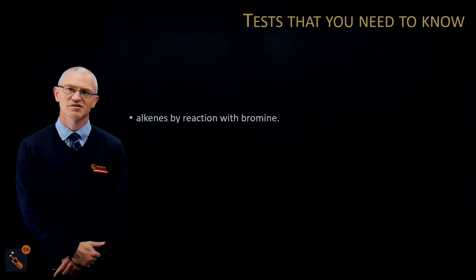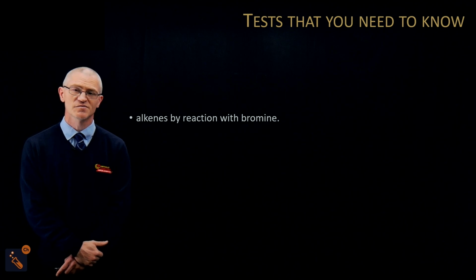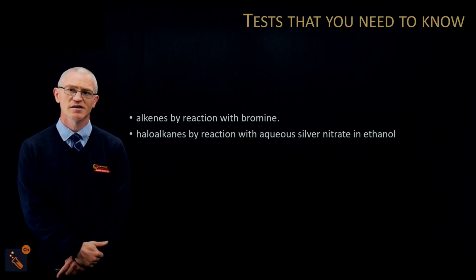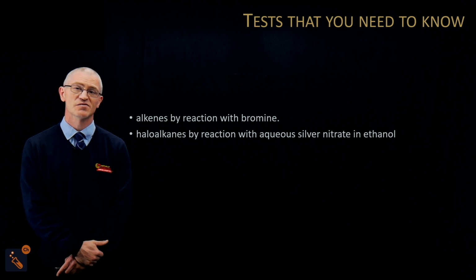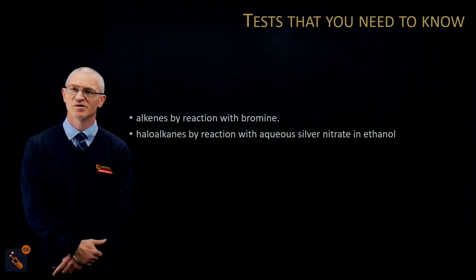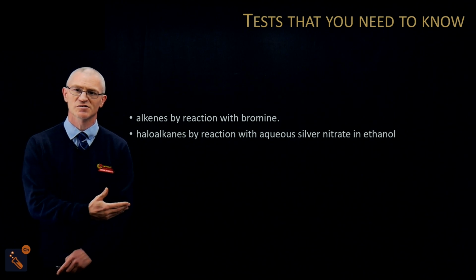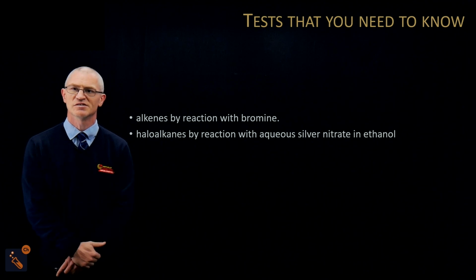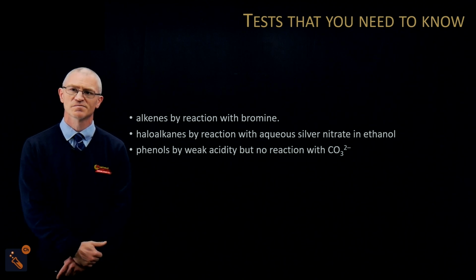Now, the tests you need to know are the decolorization of bromine by alkenes, and the creation of different coloured precipitates by aqueous silver nitrate with haloalkanes. Now remember, chlorine gives a white precipitate, bromine is cream, and iodine is yellow, and they all have differing solubilities in dilute and concentrated ammonia, but we'll go through that in one of the questions.